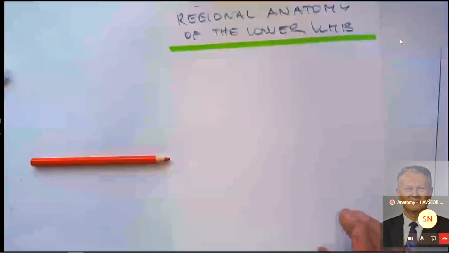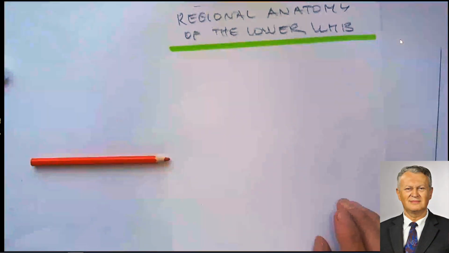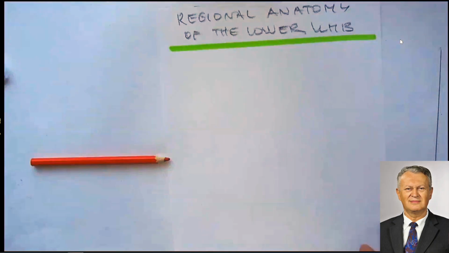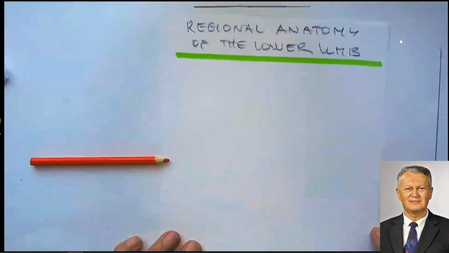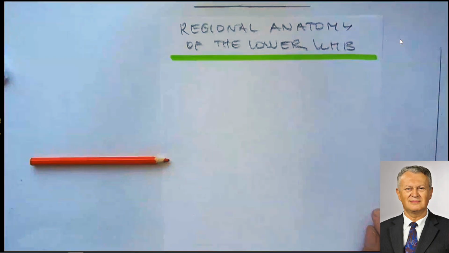Now, after this introduction, we try to continue with our program. You have the title, Regional Anatomy of the Lower Limb. The lower limb is separated from the trunk by the inguinal groove.